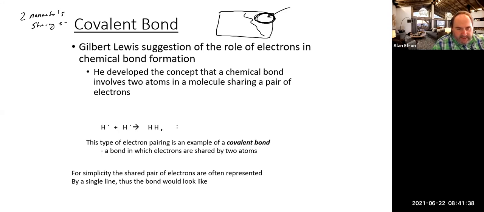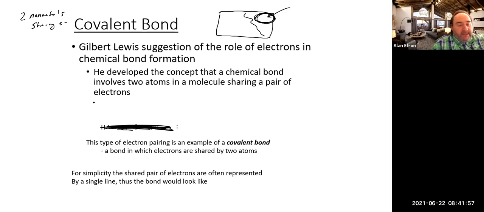And I'm sorry here, the dots are all out of place here, so I'm just going to cross that out. We'll redraw that. All right, so Gilbert Lewis, which is why they're called Lewis structures, Lewis dot symbols, he developed the concept of chemical bonding as really sharing of electrons.